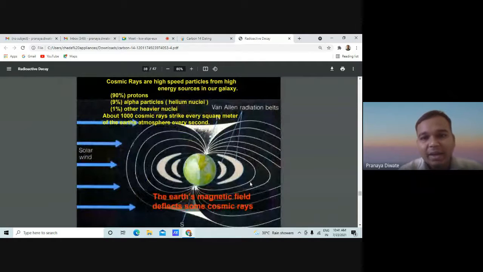Cosmic rays are high speed particles from high energy sources in our galaxy. You have 90% protons, 9% alpha particles, and 1% other heavier nuclei. So these are the different kinds of things you have.